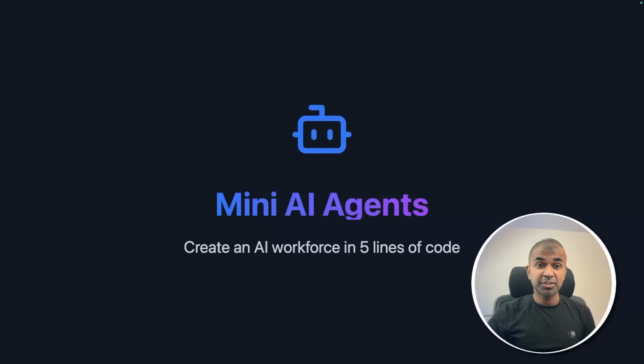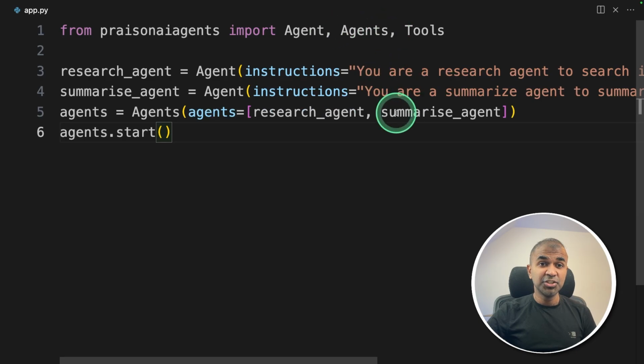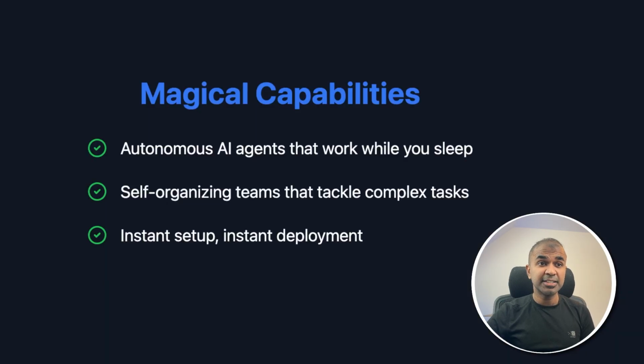Mini AI agents create an AI workforce in just 5 lines of code. It's literally 5 lines of code. Autonomous AI agents that can work while you sleep. Self-organizing teams that can tackle complex tasks.